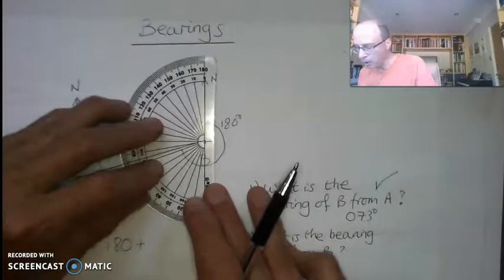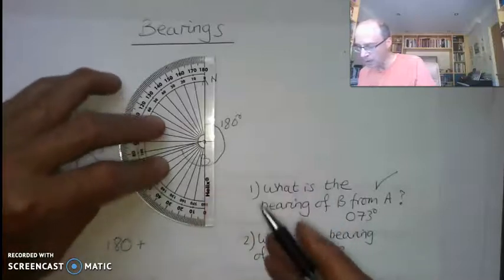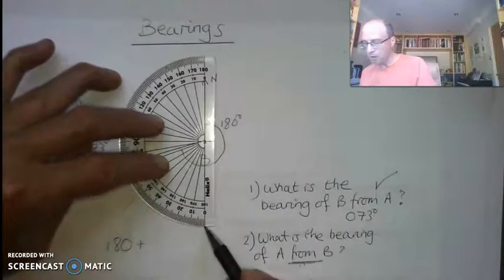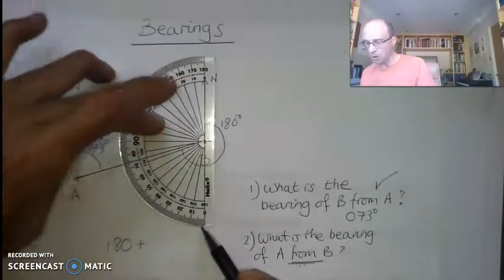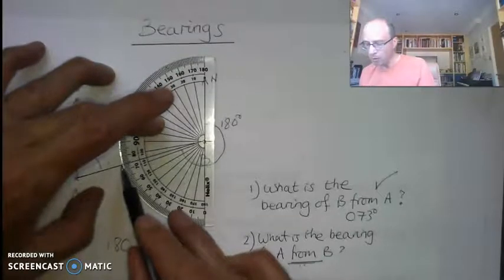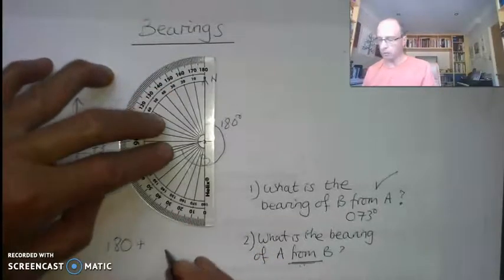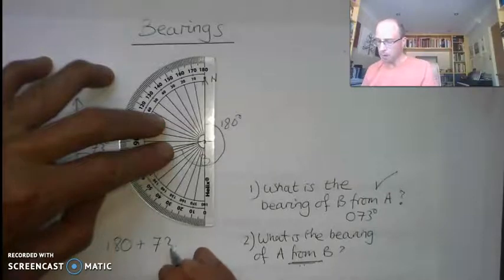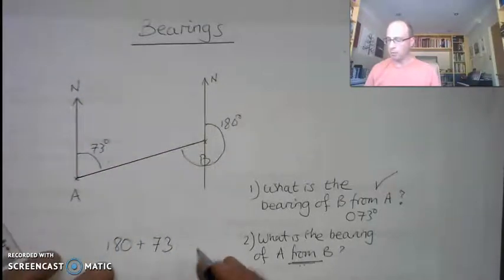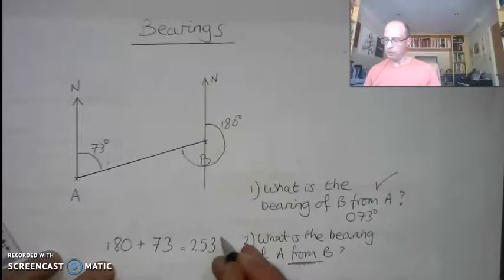So I put my crosshairs on my X. This time I'm going to be measuring around the outside scale. I'm starting at 0, and I've got a value of 73 degrees. So my bearing is 180 plus 73, which is equal to 253 degrees. I've got my 3 digits, and that's looking good.